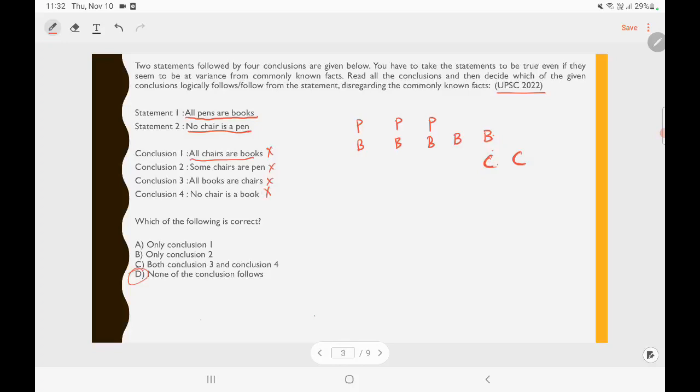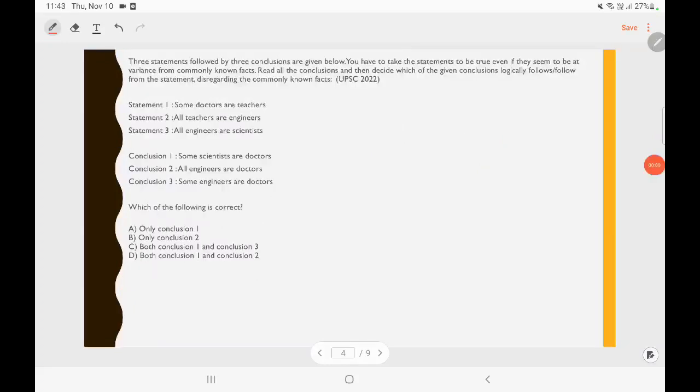So these are the 3 methods. First is the Venn diagram method, which is the common, general method. Then we can use elimination techniques as well. And you can also use the representation method. We'll be doing more questions and you will understand it more.